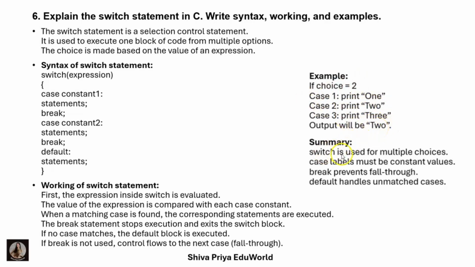Clear? Here switch is used for multiple choices, and case labels must be constant values. Here these cases must be constant values. And break prevents the fall through, as I have told you. And default handles the unmatched cases. If I find unmatched cases, it will execute the default statements. Clear? This is all about the switch statement in C.